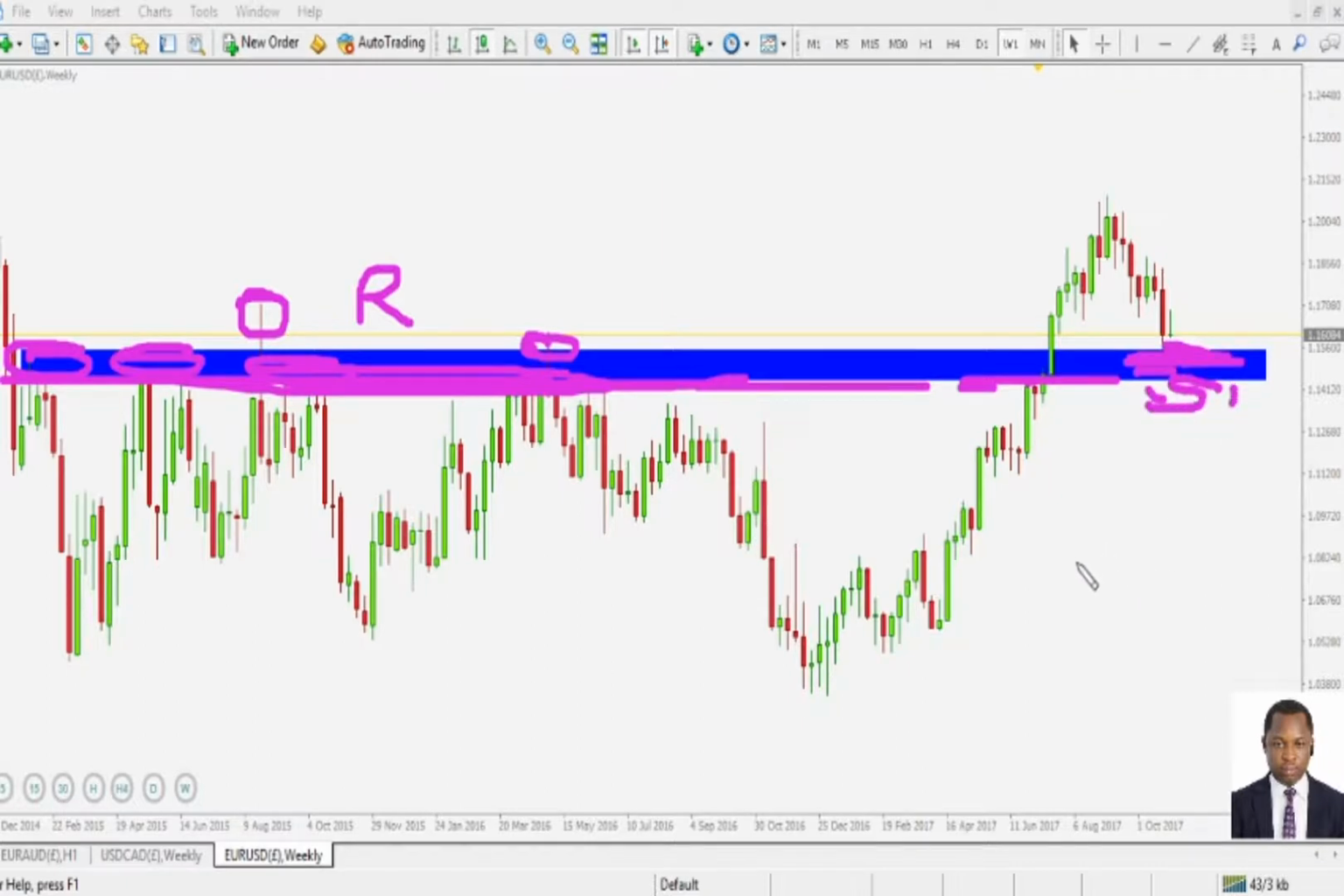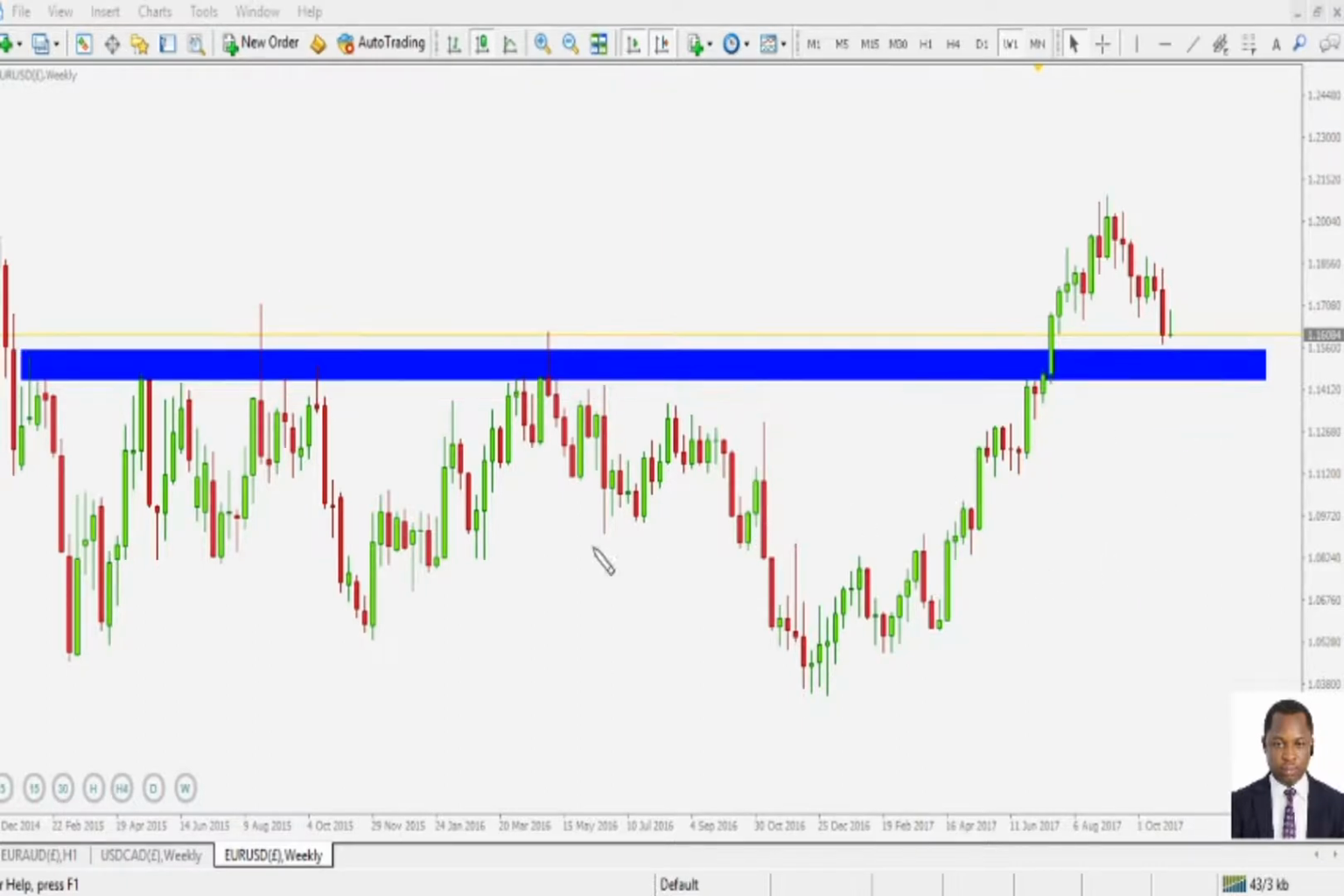That's one reason you should not be clicking on your sell button, because if you are clicking on your sell button here, you are effectively trading against this heavy level of support. You wouldn't want to do that. That is a heavy level of former resistance, which may now act as support.